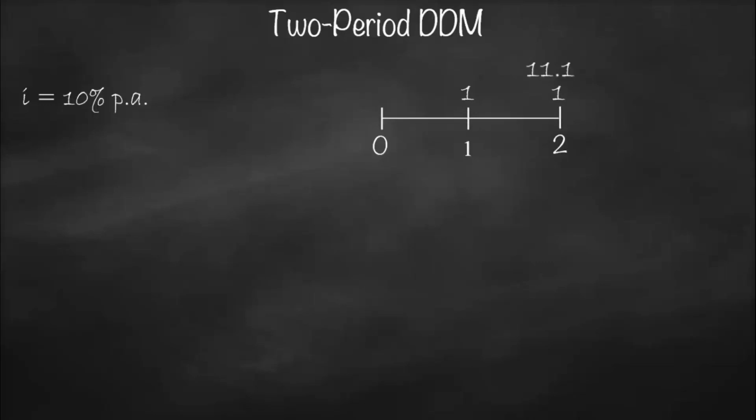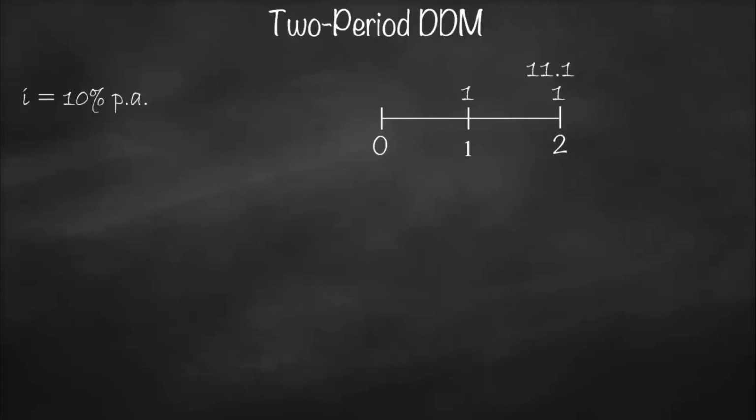Another type is the 2-period DDM, which means we will hold the share for 2 periods. Let's assume that we have the same annual interest rate, which is 10% per annum. We have 2 years, year 0 and year 1. In year 1, we will get a dividend of $1. In year 2, we will get a dividend of $1. Then we will sell the share for $11.1 at the end of year 2.